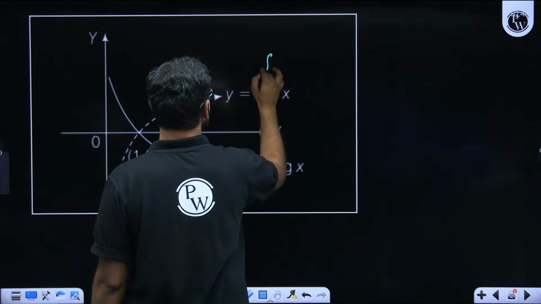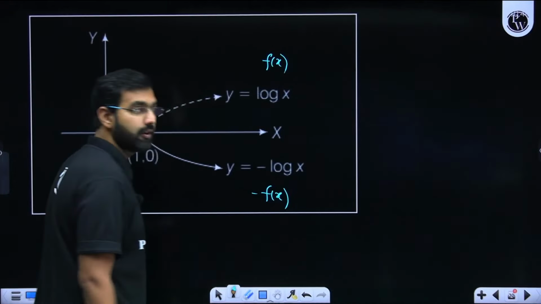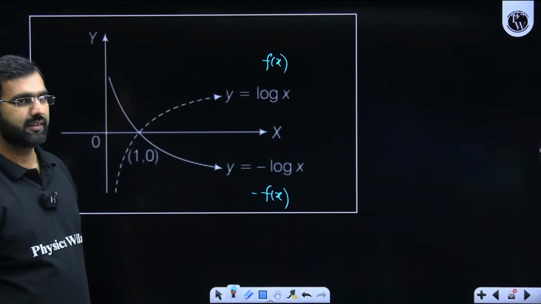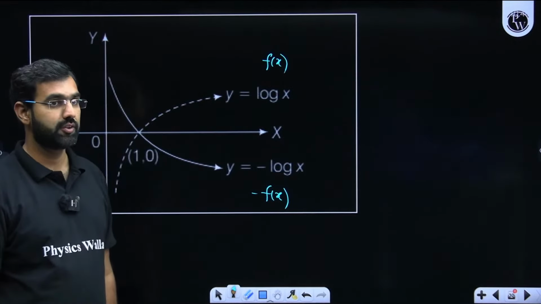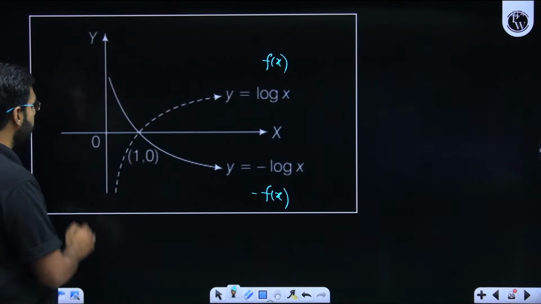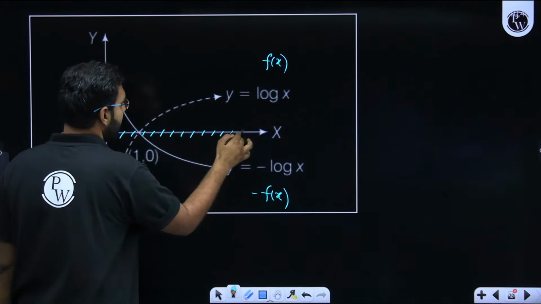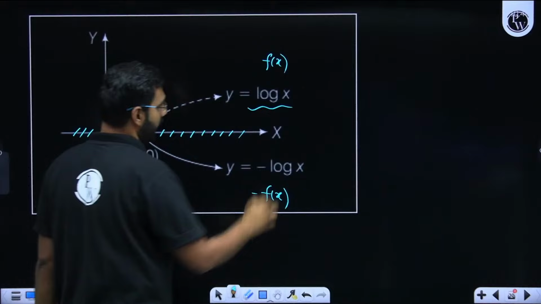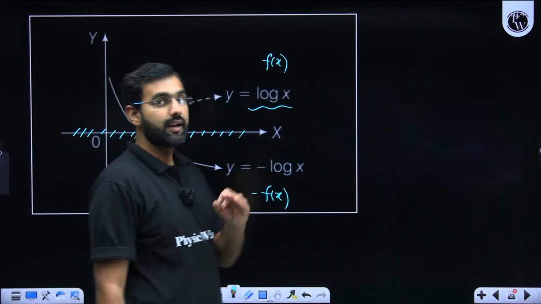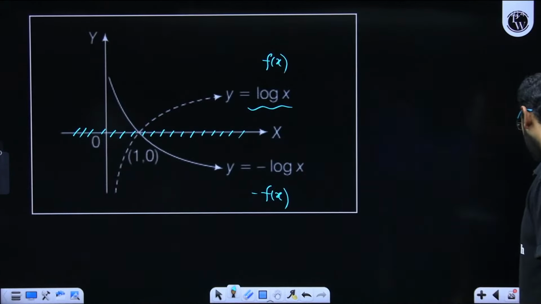Let's say you are given the graph of f of x and you are asked to draw the graph of minus of f of x. In that case, what you do is, if I take its mirror image of f of x with respect to the x-axis, in that case, I'll have the graph of minus of f of x. Everybody listening and understanding that? Can I move ahead from here?